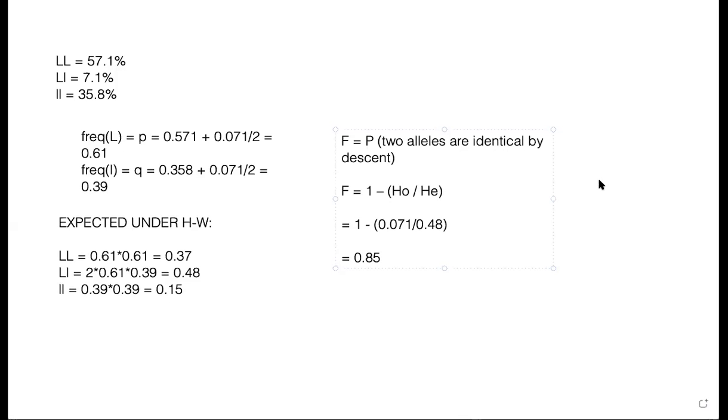Okay, so yeah, F values are completely on a continuum. If F is greater than 0, it means there is some degree of inbreeding. And yeah, the greater it gets, the more inbreeding is present.